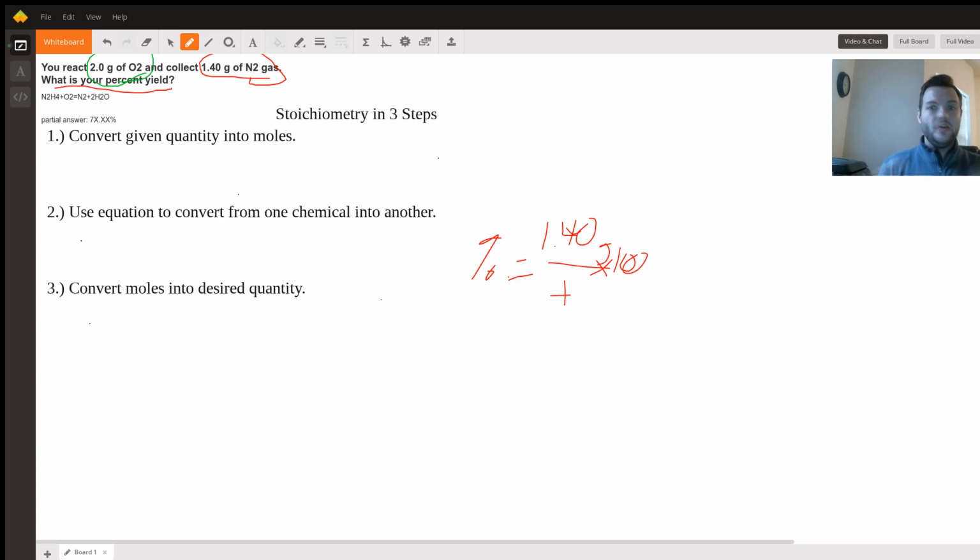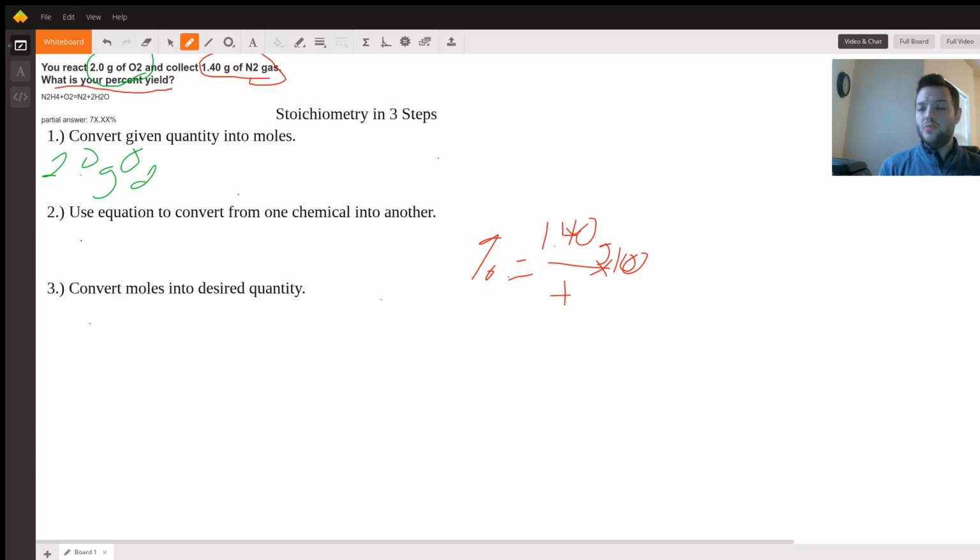Step 1 is if you do not have moles, convert it into moles. And so that's where we're going to begin. Looking at what we have, we've been provided with 2.0 grams of O2. But in order to use our recipe, we have to convert that into moles. And since we have grams, the way to do that is with molar mass. Looking at a periodic table, a single oxygen atom has a molar mass of 16 grams per mole.